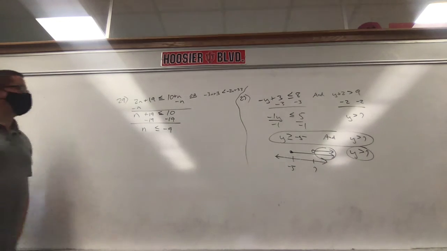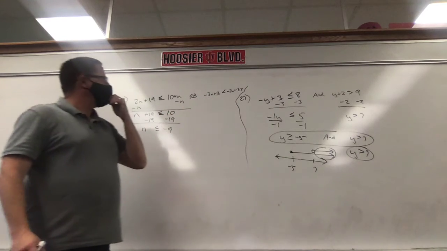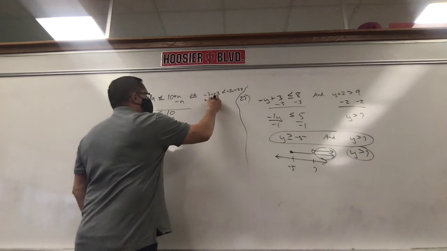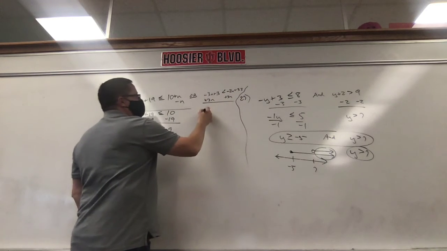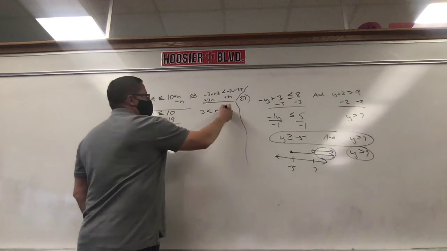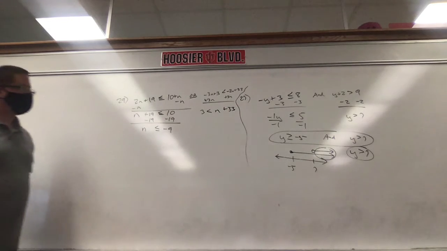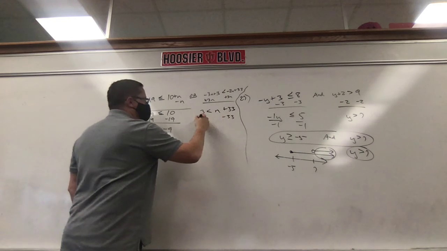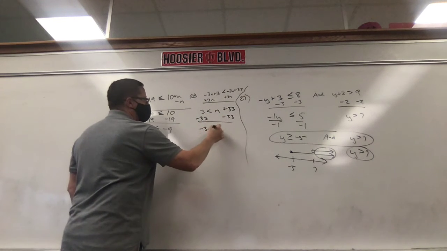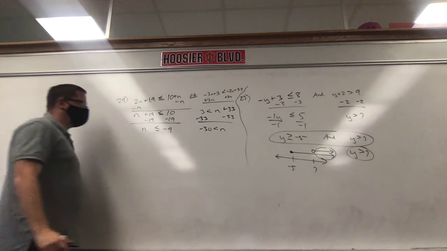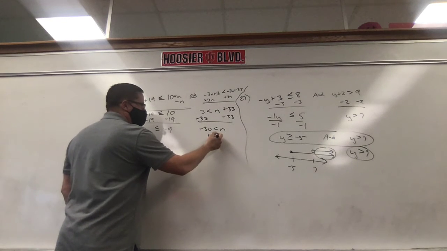And then this one over here, which n are we going to get rid of here? Negative 3n or negative 2n? Negative 3 is smaller, so we add 3n. If we do that, we have 3 is less than 1n plus 33. Then what? Subtract 33. 3 minus 33 is negative 30. Is there anything wrong with that answer? No, but instead of saying negative 30 is less than n, let's say n is greater than negative 30.